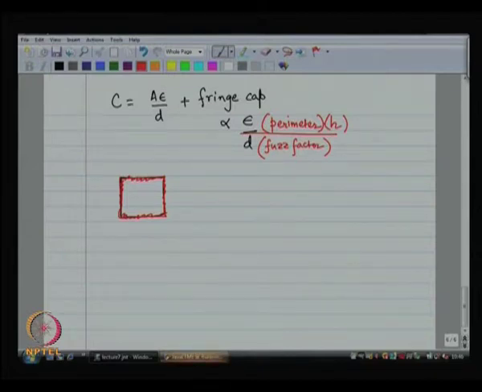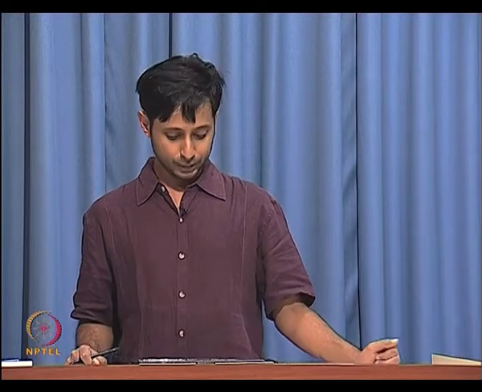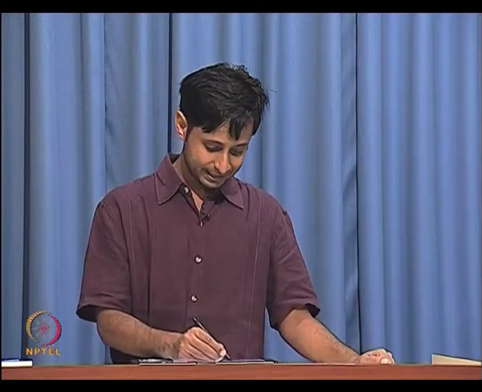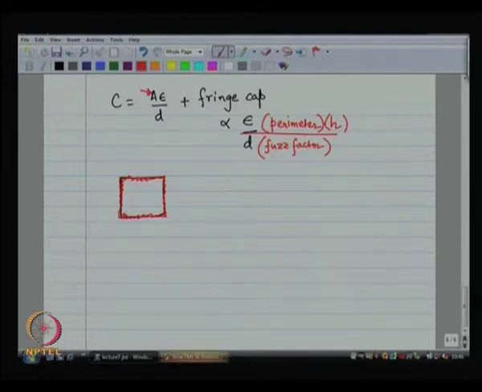So, if you want to match two capacitors, you want to make sure that two capacitors are equal, then what do you have to do? You have to make sure that their areas are equal, you have to make sure that their perimeters are also equal.